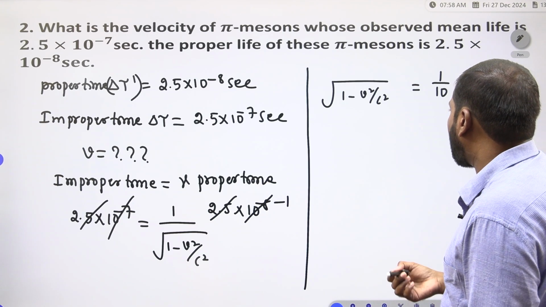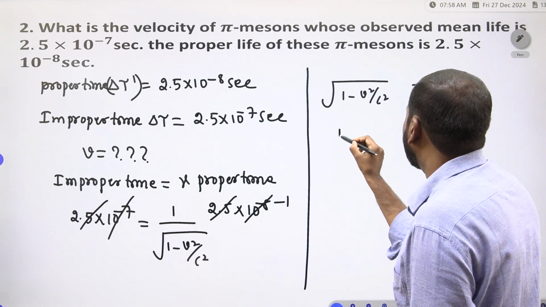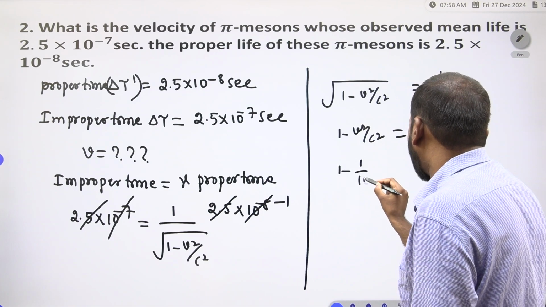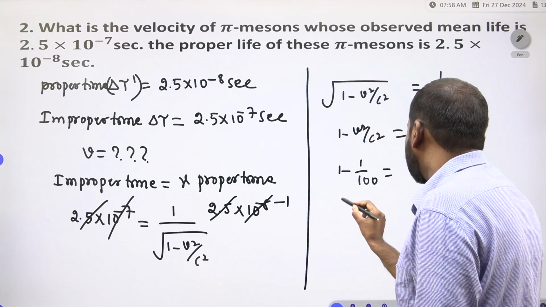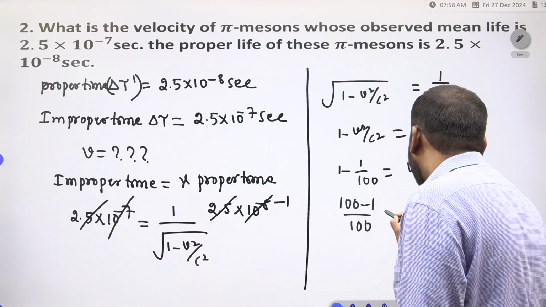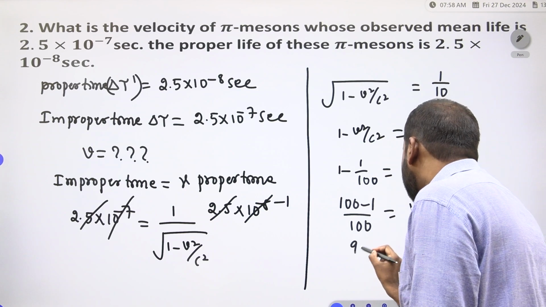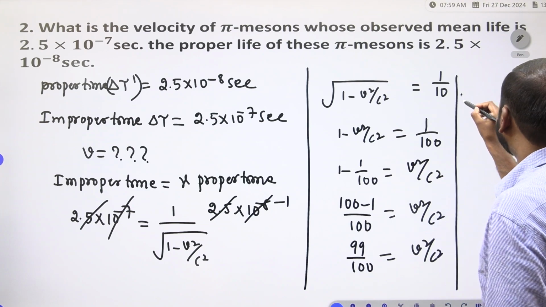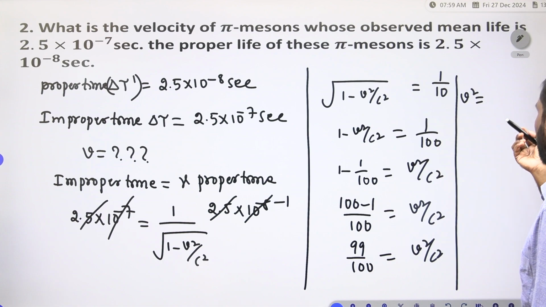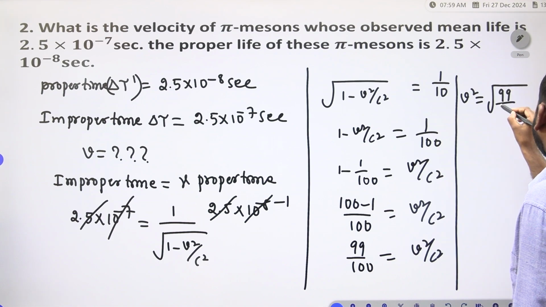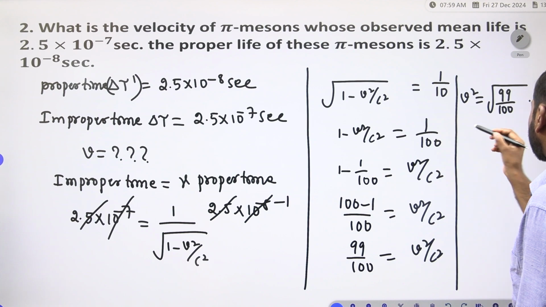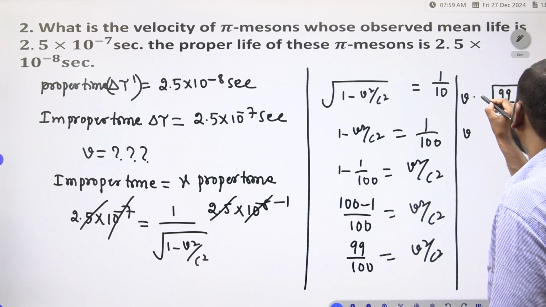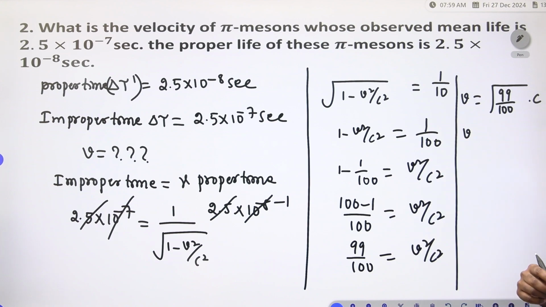Now squaring on both sides, 1 minus v square by c square is equal to 1 by 100. So 1 minus 1 by 100 is equal to v square by c square, which is 100 minus 1 divided by 100, so 99 by 100 is equal to v square by c square. Therefore v is equal to the square root of 99 by 100 into c.